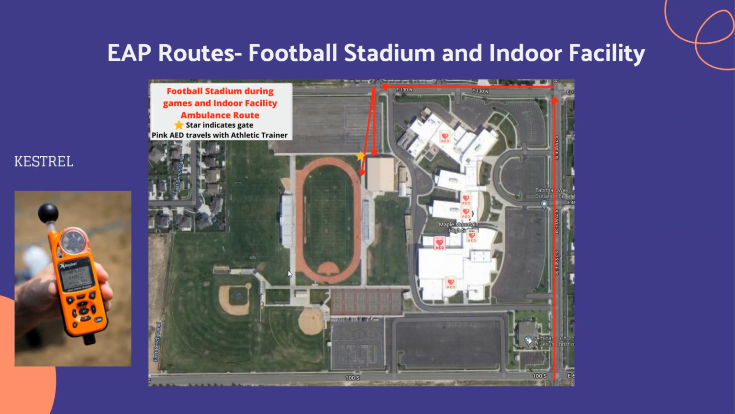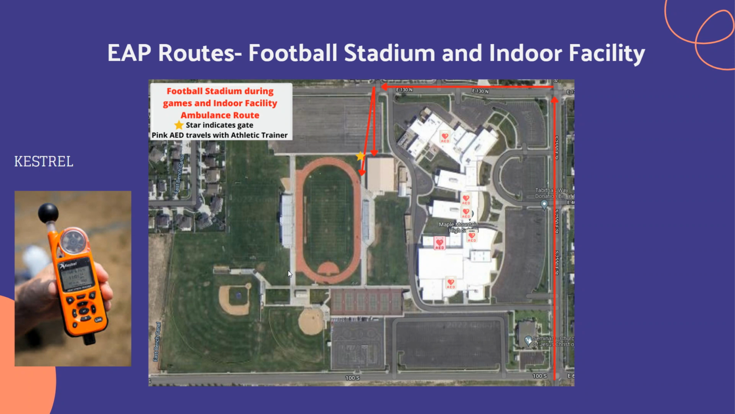Anywhere there is a gold star, that means there is a gate there that you might need to unlock. If the athletic trainers are there, we will obviously have keys and we can do that, but that might be something you want to communicate with your coaches: who would be the one that would call 911, who's going to unlock gates, who's going to flag down and bring the EMS, who's going to grab the emergency equipment and start the care of the athlete, and then who's going to get in contact with the athletic trainers or administration to get them there.